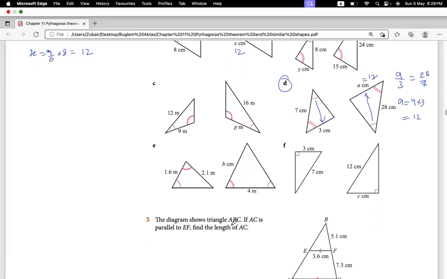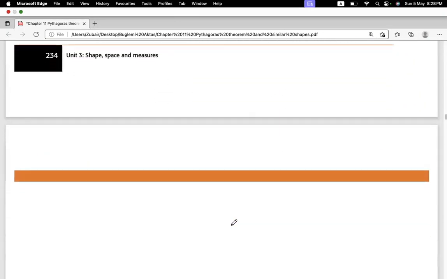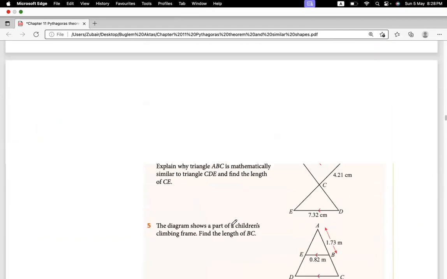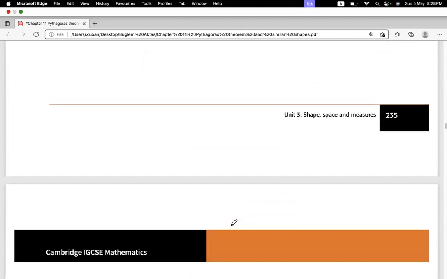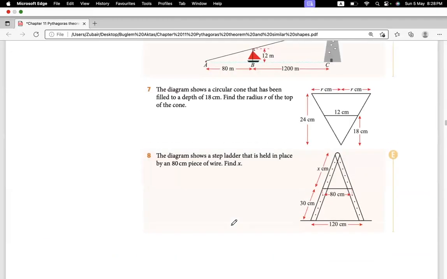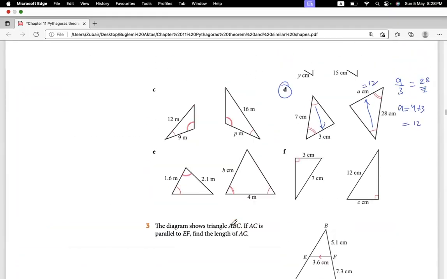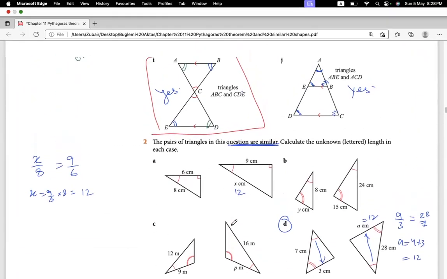I'll share the remaining exercise with you from question 2 to this 8, along with the answers. Anything you would like to ask? No.